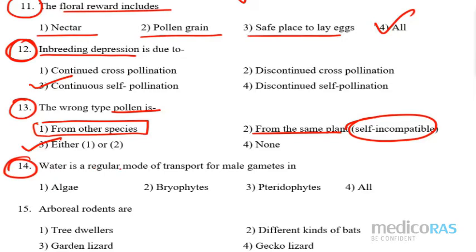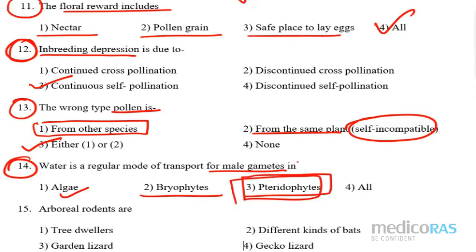Water is the regular mode of transport for male gametophytes. Of course we know this answer, right? For algae it occurs because algae are mostly aquatic. In fact, only a few algae are terrestrial, otherwise all algae are aquatic only. Bryophytes must require water for the reproduction process, you know this, right? Amphibians of the plant kingdom. Pteridophytes also we know require water for the male gamete to transfer. So here all the answers are correct.